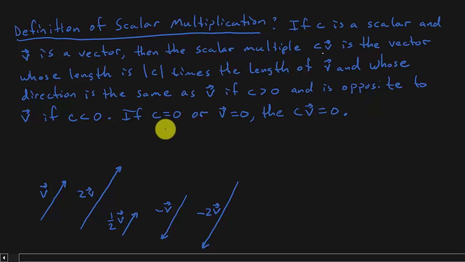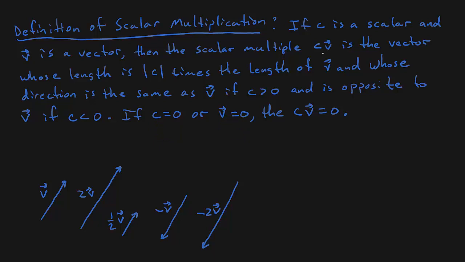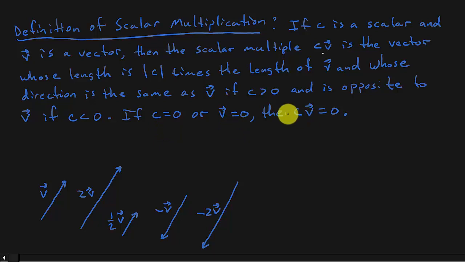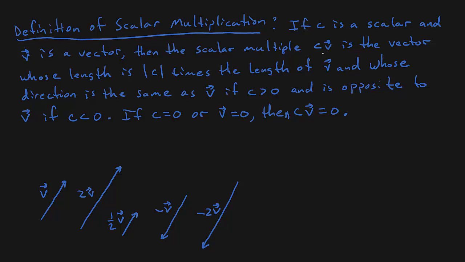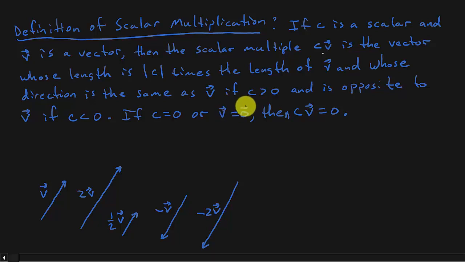If C equals 0 or vector V equals 0, then C times vector V is equal to 0. And I need to clarify this. This right here would be vector V is equal to the 0 vector, and this would equal the 0 vector. Okay, I think we mentioned the 0 vector earlier, and this is how you would represent it.